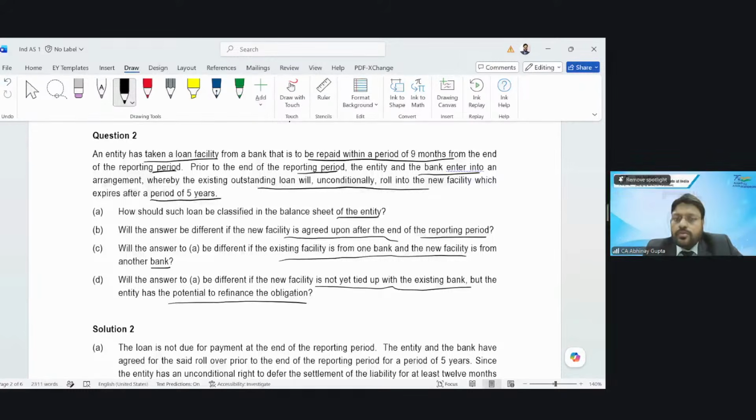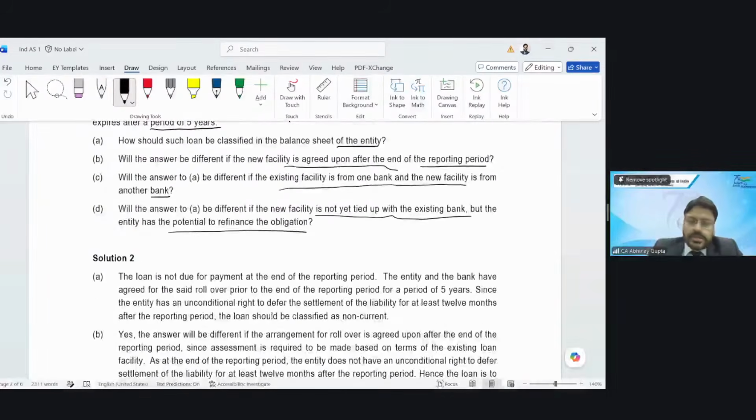So what is happening? We have taken a loan which is to be repaid within 9 months from the reporting date, right? So my reporting date is 31st March 2026, and within 9 months, it has to be repaid from the reporting date. Now, the facts of the question say within 9 months, so it means it is repayable within 12 months from the reporting date, much prior to the 12 months. So it is a current liability, right? By default.